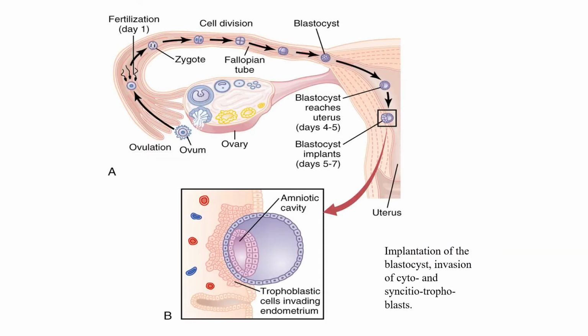cytotrophoblast. This diagram shows the implantation process. You can see after fertilization, occurred at the ampulla, the fertilized cell divided and became a 100-celled structure known as the blastocyst. This blastocyst reaches the uterus within 4 to 5 days after fertilization and gets implanted in the endometrium of the uterus. Later, it differentiates into a syncytiotrophoblast and a cytotrophoblast.